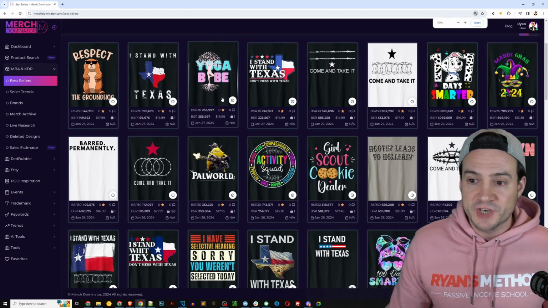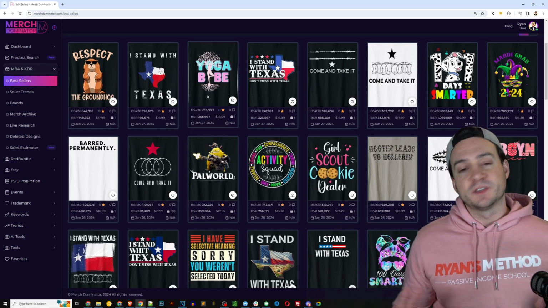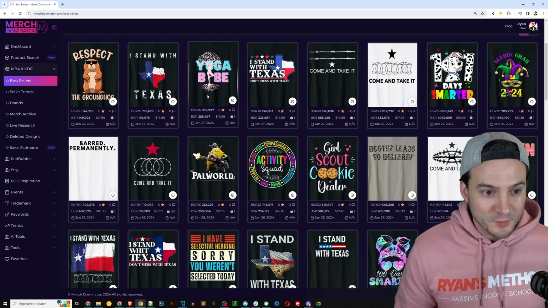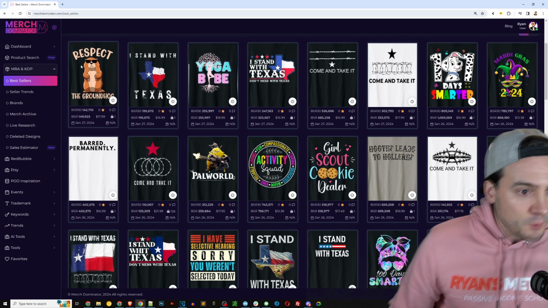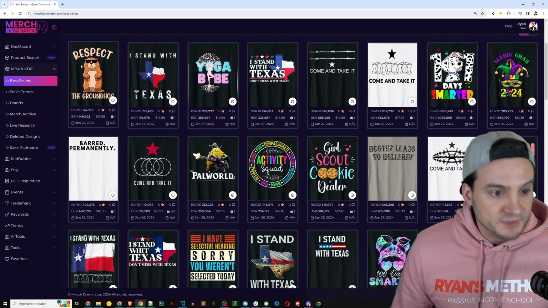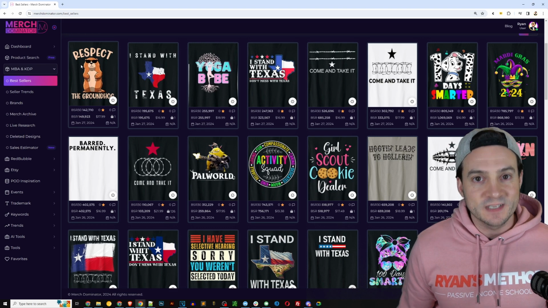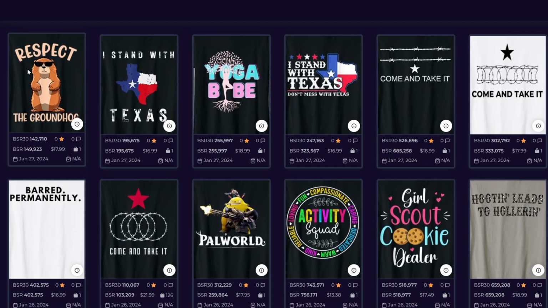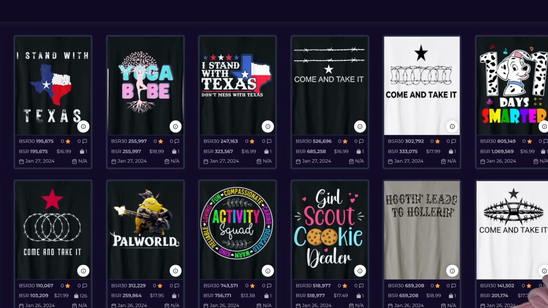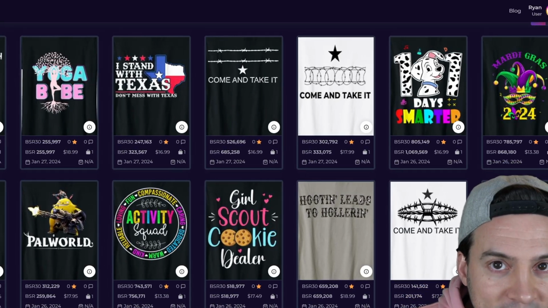This is what makes Merch Dominator so valuable. I mean, there's a ton of things that make Merch Dominator valuable, but this is by far my favorite feature, if you couldn't tell. Look at the first one, respect the groundhog. So you didn't need to know that Groundhog Day is right around the corner. You see the groundhog shirt and you're like, oh, okay, this is in demand. And you can go figure out why it's in demand, okay?